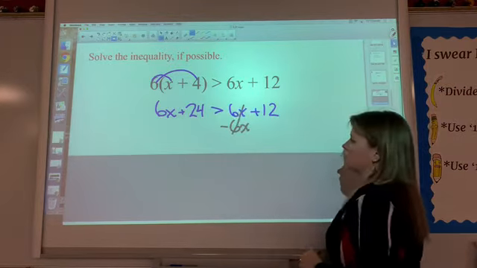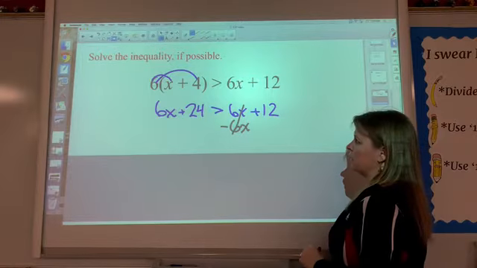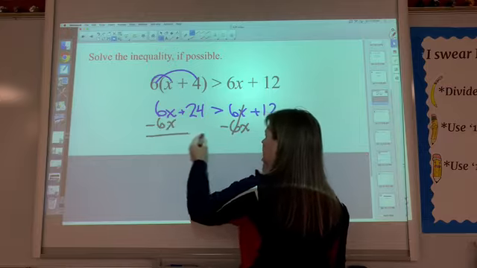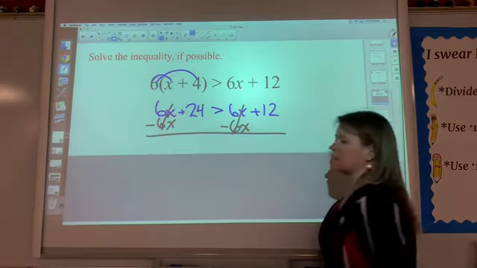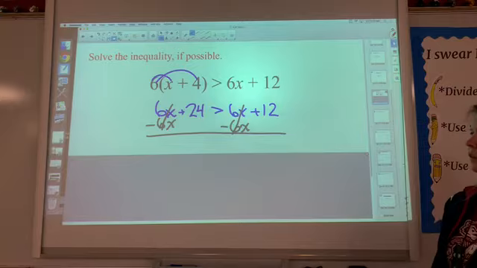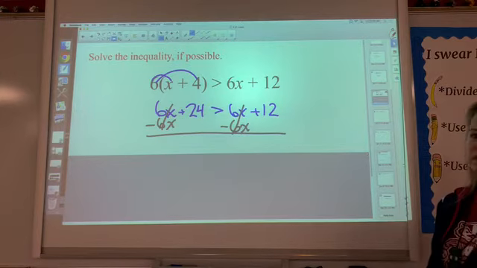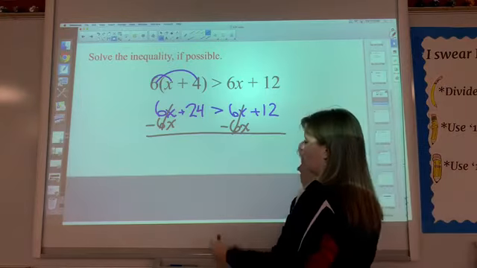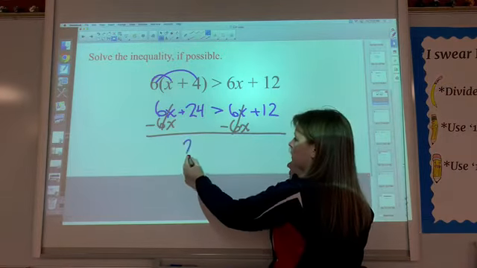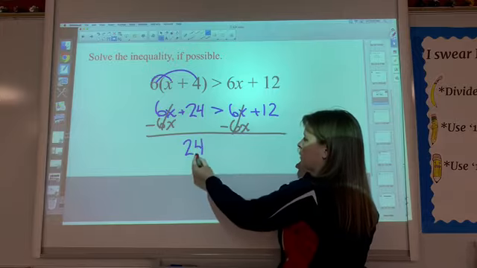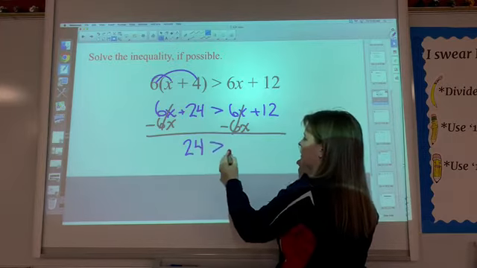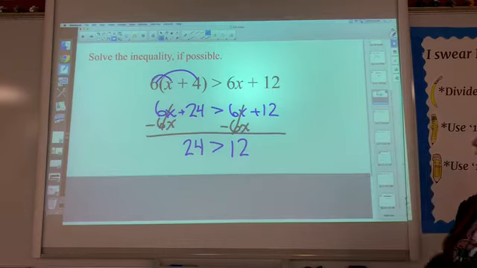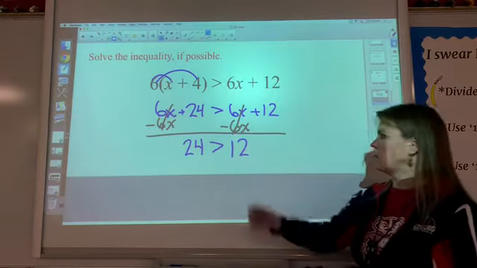6x minus 6x is gone. We're going to subtract 6x from this side, and 6x minus 6x again cancels out. There are not any x's left, which means this problem cannot be solved. We can't find a range of numbers. But instead we look and see if this is a true or false statement. We have 24 left, a greater than sign, and a 12. In English, 24 is greater than 12.